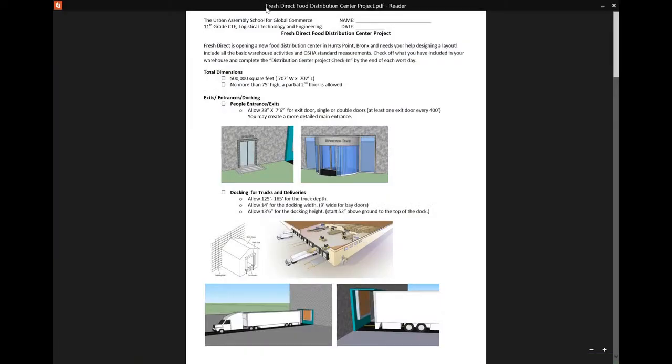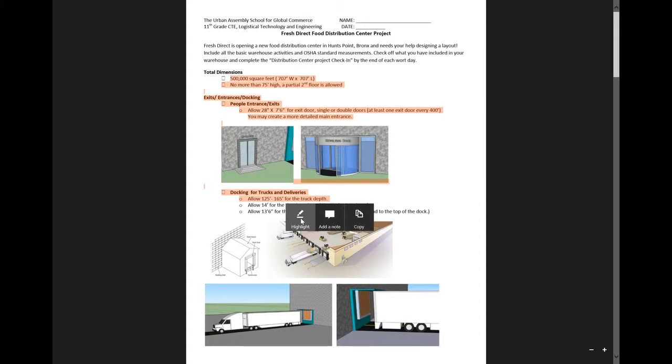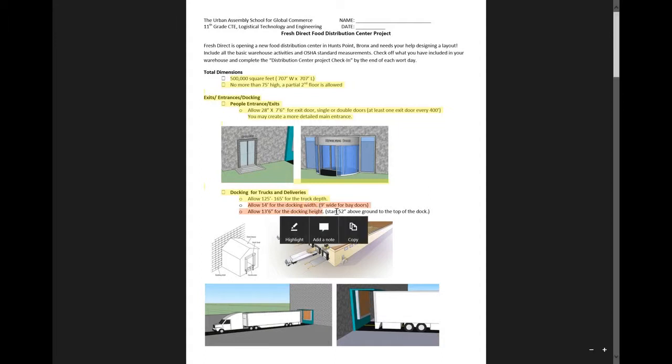On your project, we've created a 500,000 square feet building with no more than 75 feet high, partial second floor. We've also created our entrance doors in the OSHA standards and allowed for up to 165 feet for that truck depth, meaning the road for the trucks to drive in and out of from the docking doors. Next we're going to create our docking doors that are 14 feet wide and 13 feet 6 inches high.